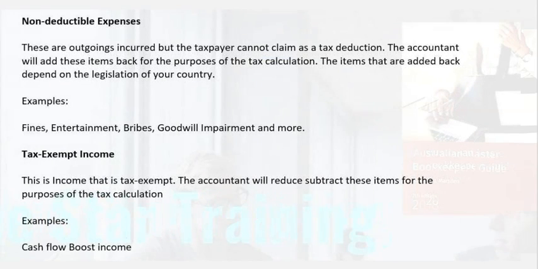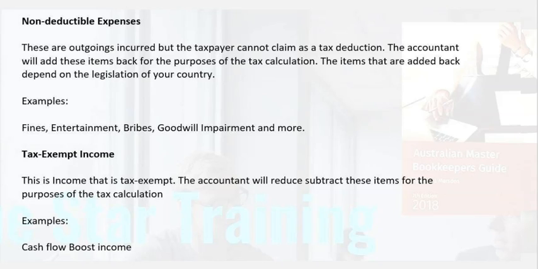So we need to have an understanding of non-deductible expenses. These are outgoings incurred, but the taxpayer can't claim a tax deduction. The accountant will add these back for the purposes of the tax calculation. Now, the items that are added back here depend on the legislation of your country. But for Australian tax purposes, examples include fines, entertainment, bribes, goodwill impairment, and more.